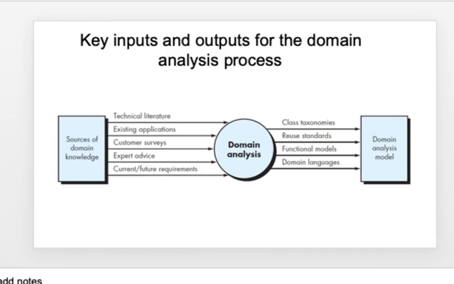So the key inputs and outputs for the domain analysis process. The inputs come from different sources of domain knowledge, and the output is going to be a domain analysis model in various forms. So the input comes in the form of technical literature, existing applications, customer surveys, expert advice, and current or future requirements. That moves into a domain analysis, and the output is a domain analysis model in the form of Clark's taxonomies, reusable standards, functional models, and domain languages.